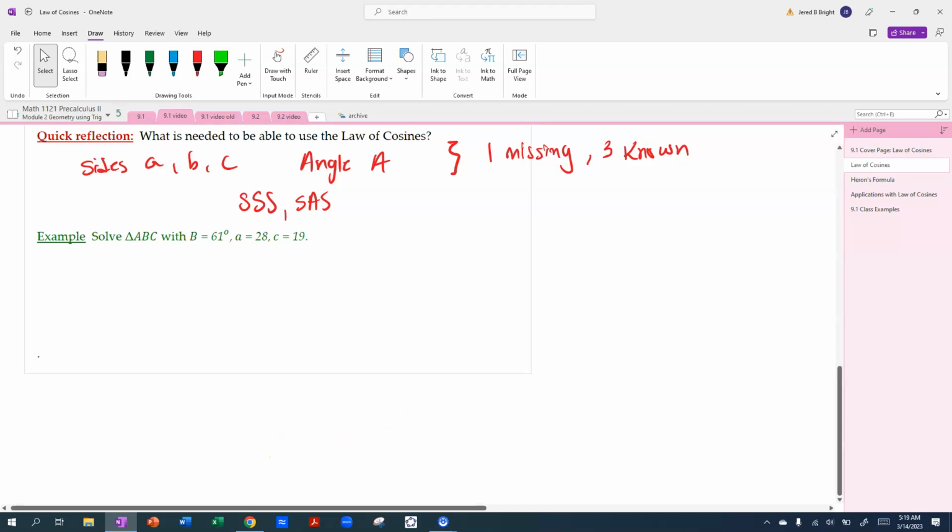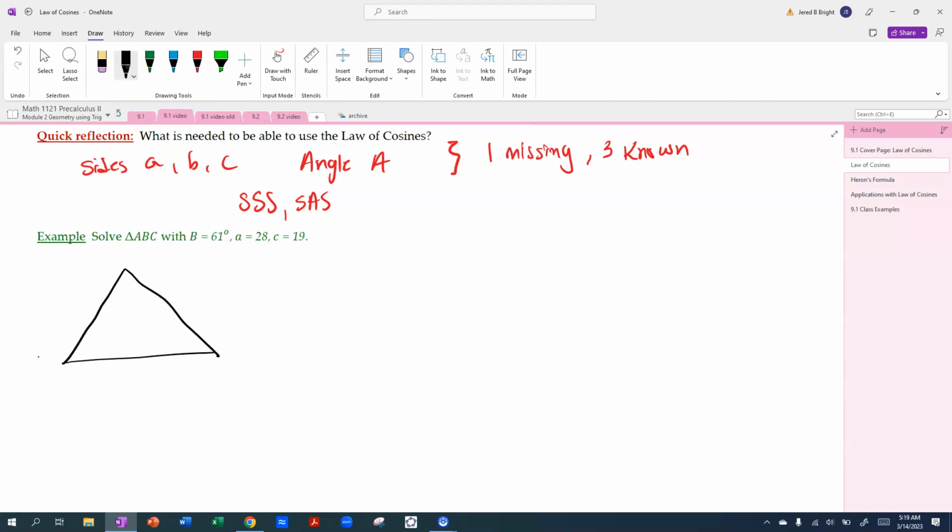Anyway, let's solve this triangle as a quick example. We have angle B, side length A, and side length C. I always like to put this information into a picture. You know me, I like pictures. So we have angle A, angle B, angle C, or vertices, and then the angles would correspond to the vertices.